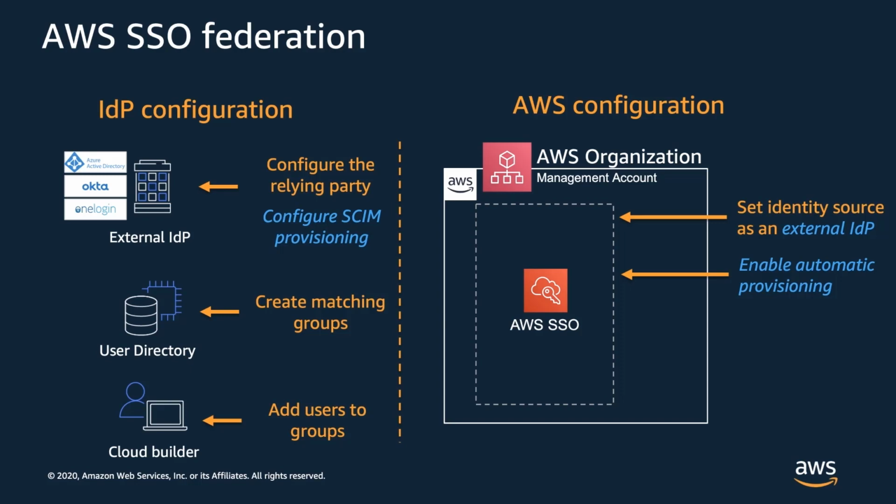When the IDP administrator adds or removes users from these groups, SCIM provisioning will push these changes to AWS SSO. As soon as we have IDP users and groups synced up with the AWS SSO, the steps are the same as in the previous federation pattern with AWS SSO. We create permission sets and assign access to the groups to the AWS accounts.